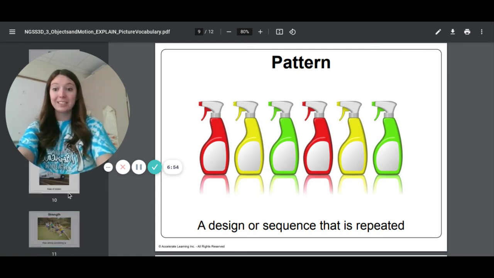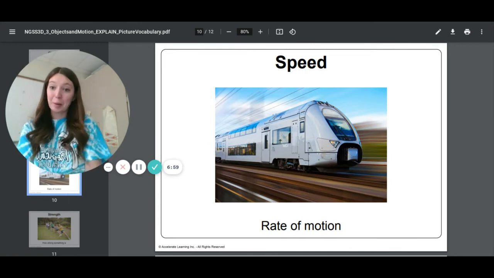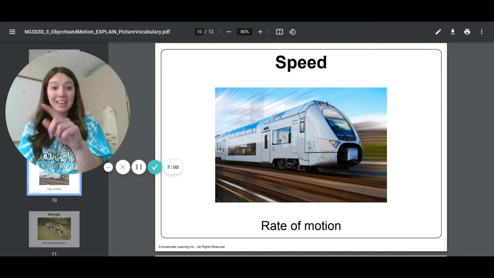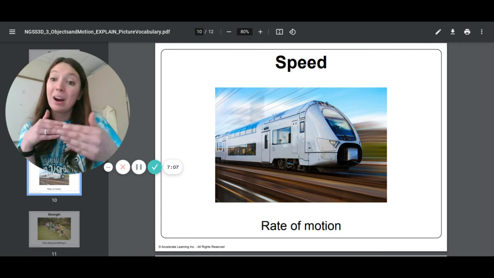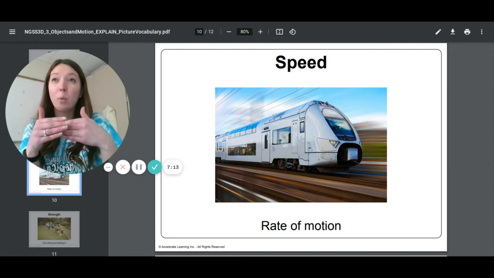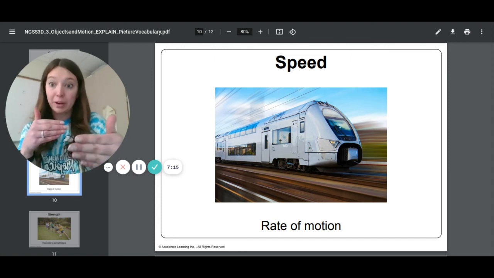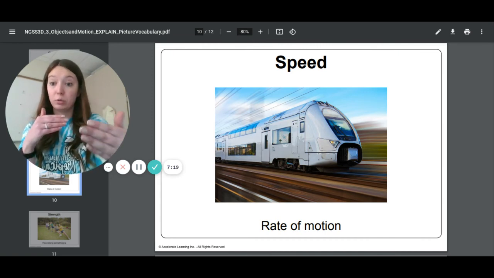Our next one is the word speed. Say speed. Good. Let's spell it. S-P-E-E-D, speed. Speed is just the rate of motion. That means like how fast something is moving or how slow something is moving. The rate means like how much of it is happening in a certain amount of time. So something could have a really fast speed or something could have a really slow speed.